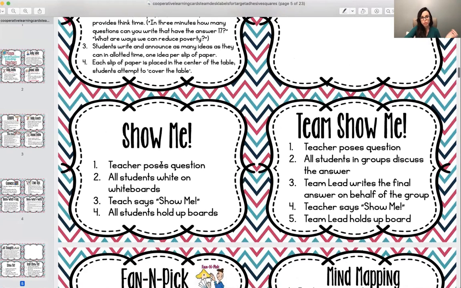Show me. Teacher poses a question. All students write on the whiteboards. I don't know why this is white instead of write. And the teacher says, show me, and then all students hold up boards. That's one that I've talked about a few times, right?